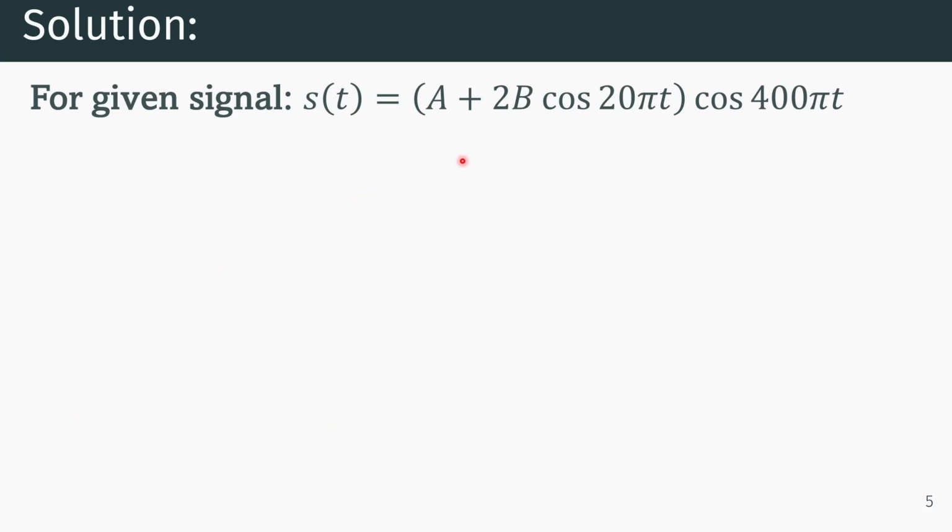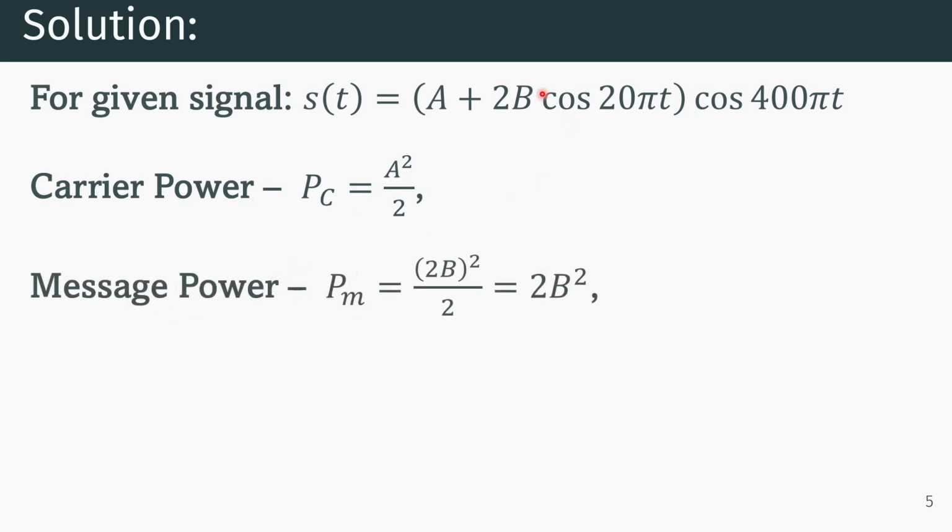Now let us go back to the signal which is given. We don't know A, and hence let us take the carrier power to be A²/2. And what about the message signal? The message signal is 2B cos 20πt. This is a sinusoidal signal, so its power is the square of the amplitude divided by 2. Here the amplitude is 2B, so we square it, which is (2B)², and divide by 2. You get 4B²/2, which is equal to 2B².